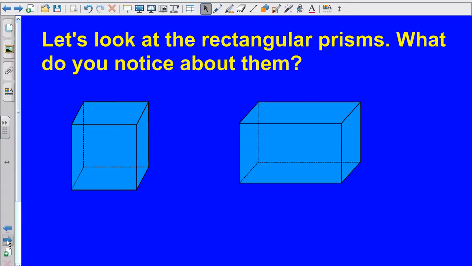So we have to take a look at these. How are they the same? We know they have pairs of congruent sides. What else? Bill? Two sides are bigger than the other. That's size, that's not shape. How are they the same? Tiffany?